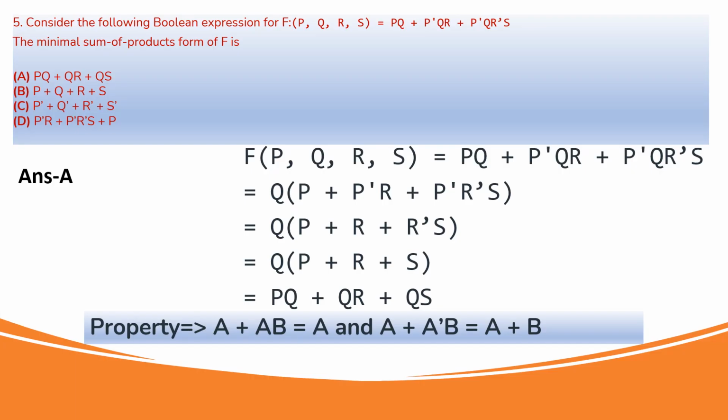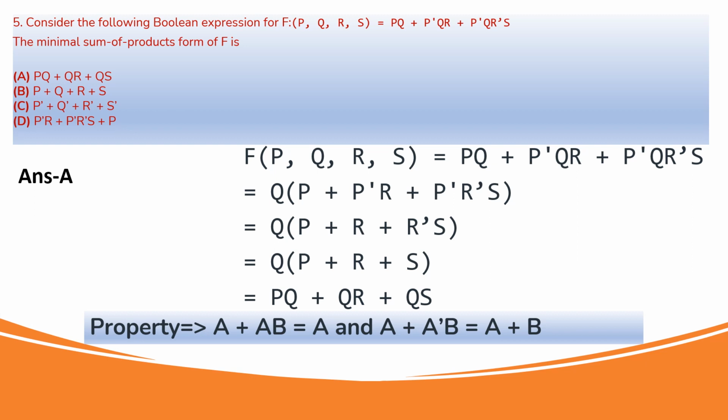The fifth question is about a Boolean expression. We have one Boolean expression, and we need to calculate the minimal sum of product. Minimal sum of product means it is asking for AND-OR expressions, and it should be the minimal one. The expression is pq plus p complement qr plus p complement qr complement s. We can take the common q from all the terms, so the expression becomes q, and in parentheses p plus p complement r plus p complement r complement s.